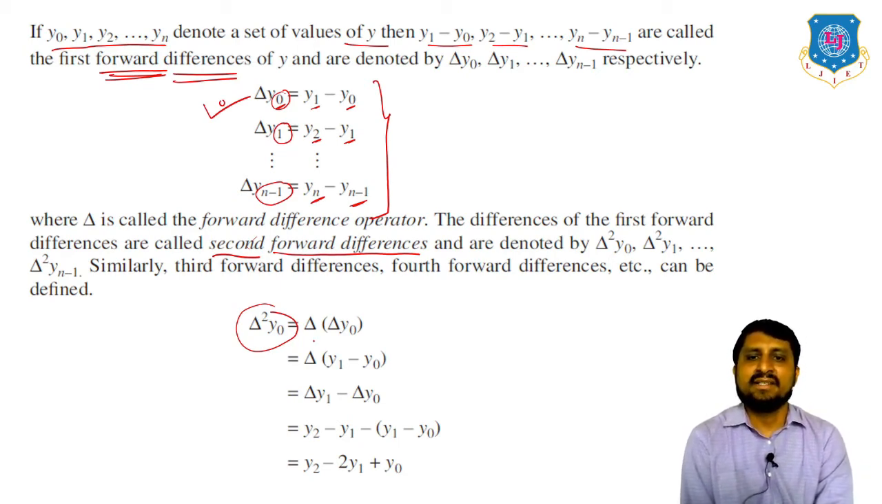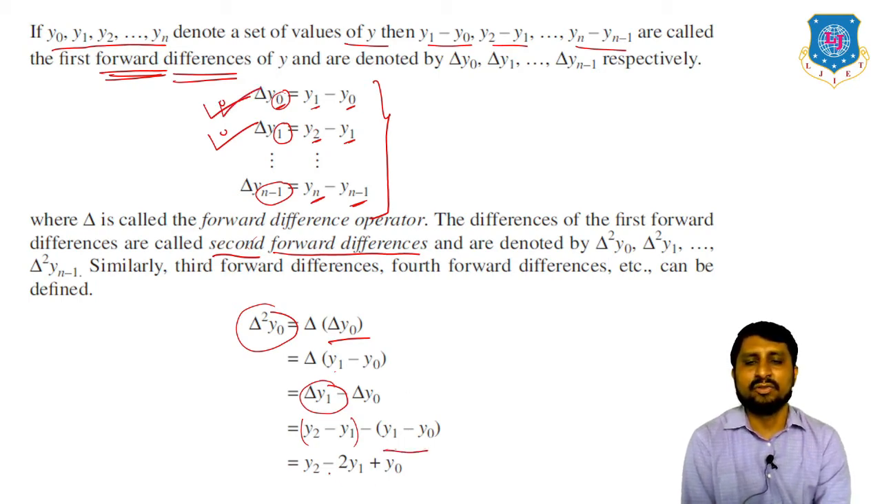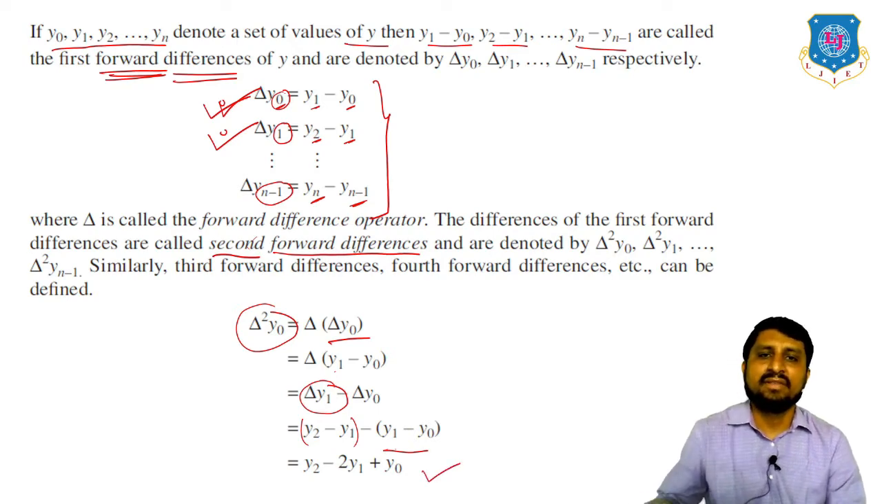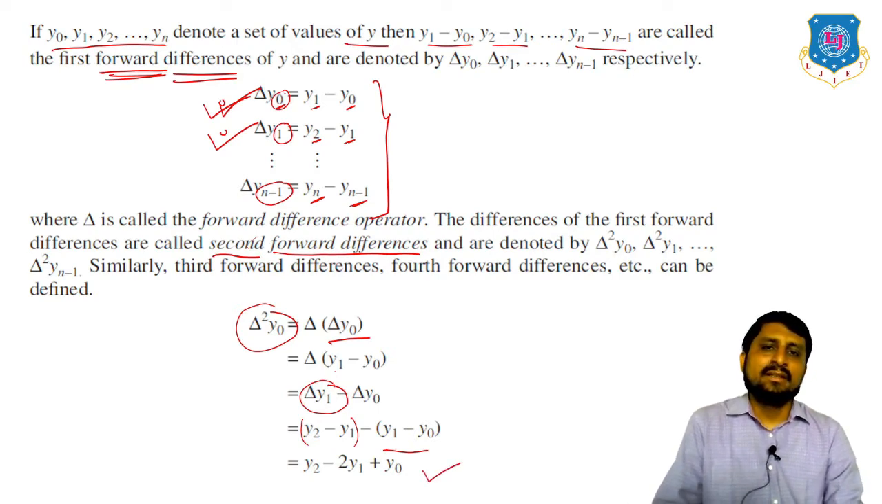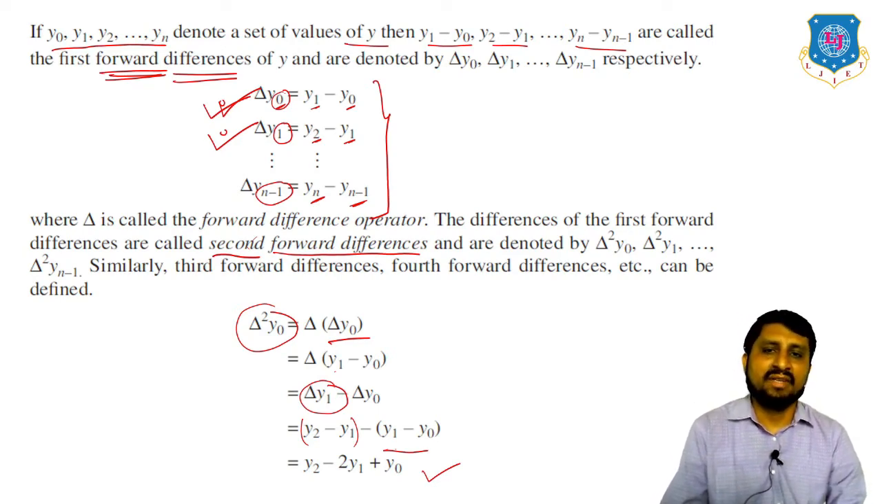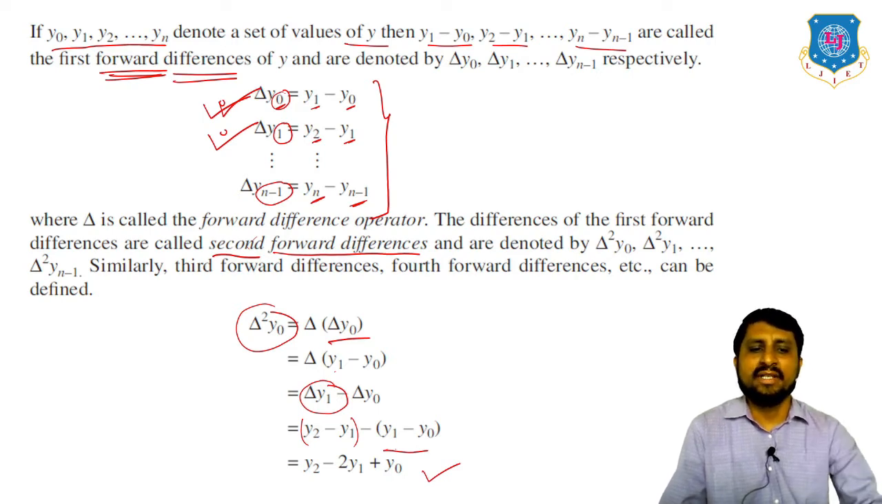So delta square y0 is delta of delta y0. Now what is delta y0? That is y1 minus y0. So applying it on y1 and y0 both, you get delta y1 minus delta y0. Now what is delta y1? The value of delta y1 is y2 minus y1, and minus delta y0, whose value is y1 minus y0. Finally you will get y2 minus 2y1 plus y0. So in an MCQ or objective question, they can ask about the value of delta y0, delta square y0, delta square y1, and you can easily find it using this method.